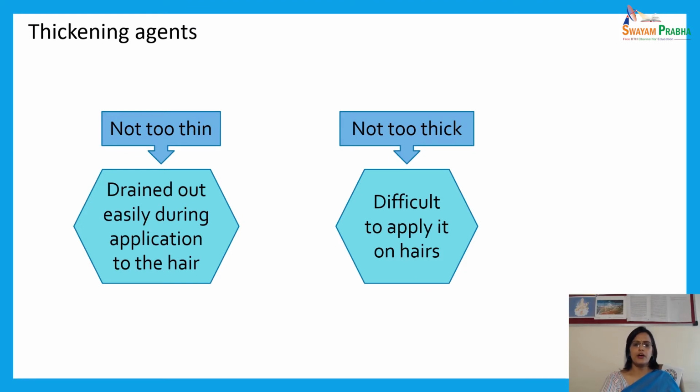Detergent, basically the cleansing agent, which I think we skipped one slide. In detergents, there are different types which are used: anionic, cationic, and non-ionic detergents. Next ingredient is a thickening agent.